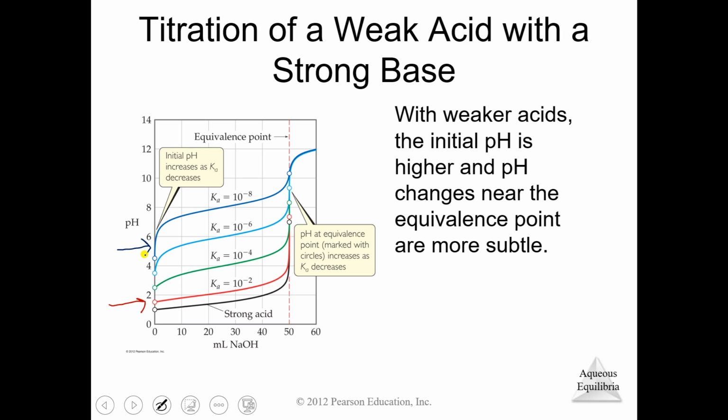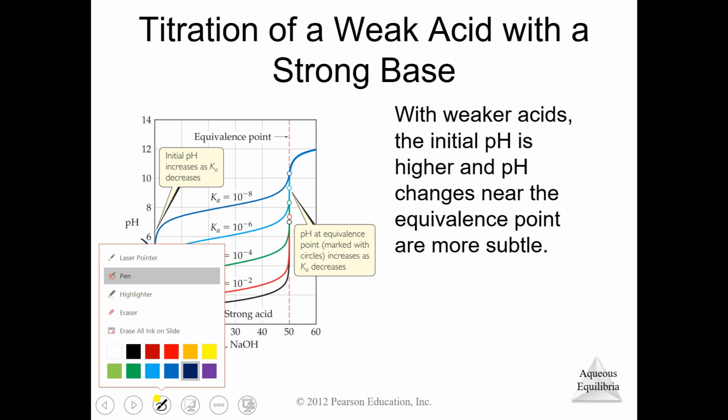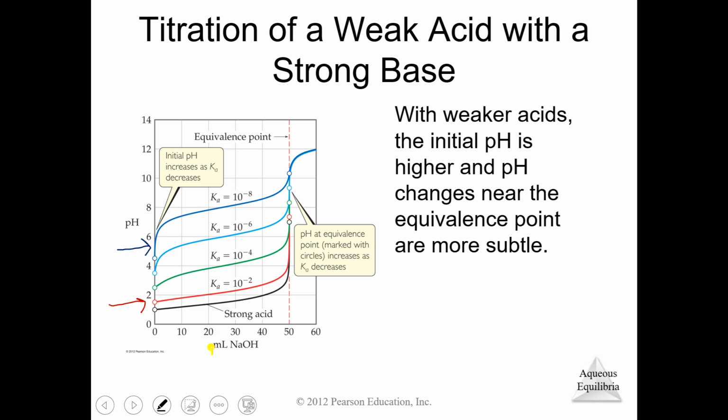If we were to compare all these to the strong acid, which is the black line right here, clearly the pH is significantly lower and the equivalence point is reached much more quickly than the other ones. And there's a much sharper upheaval in pH.